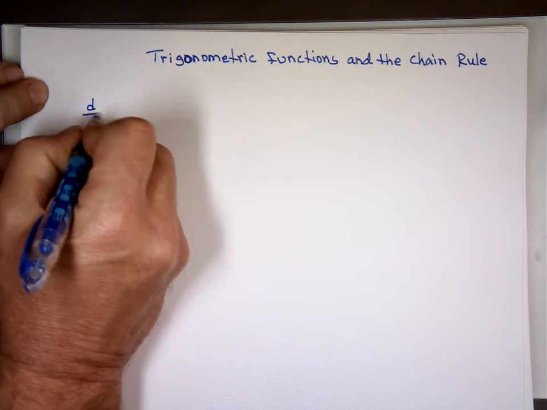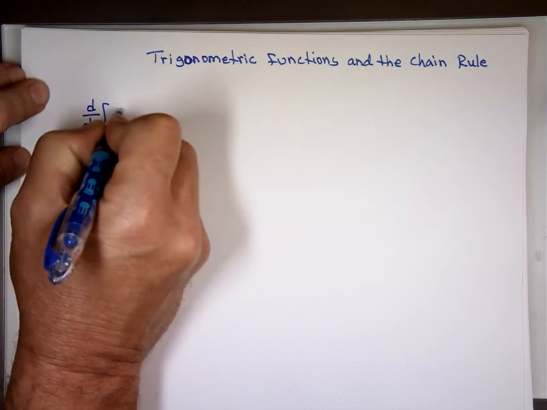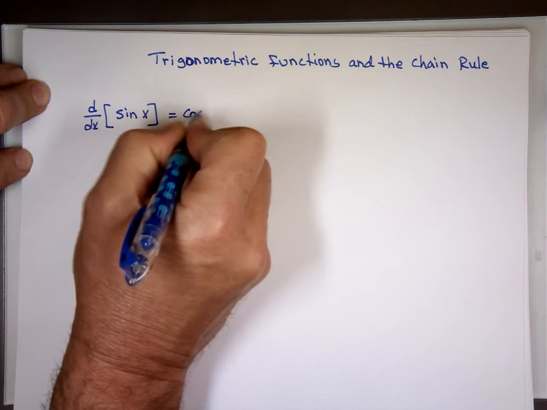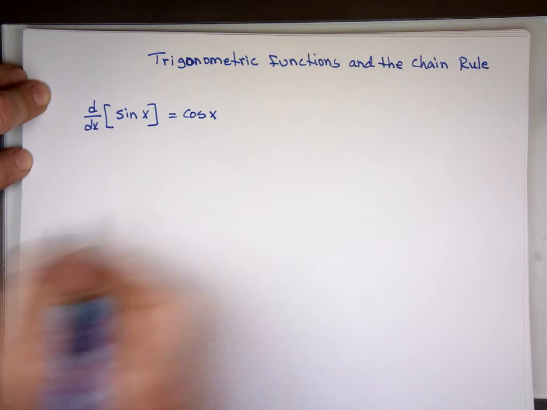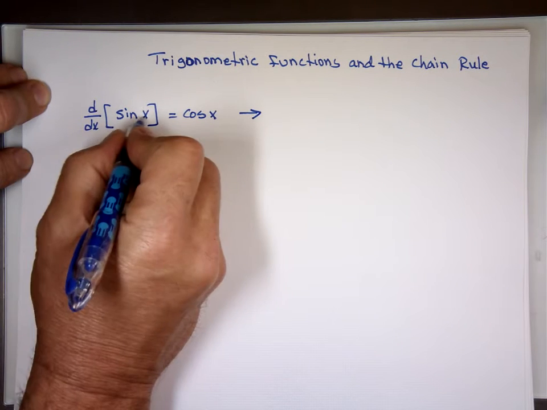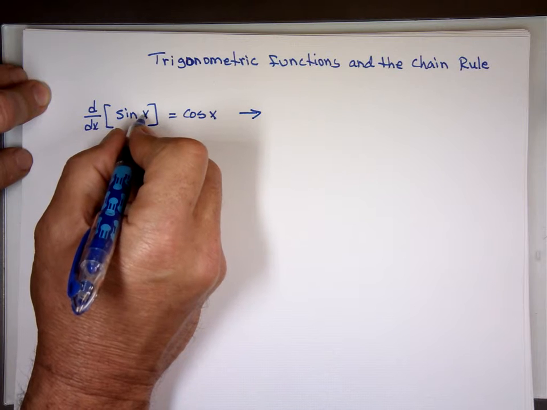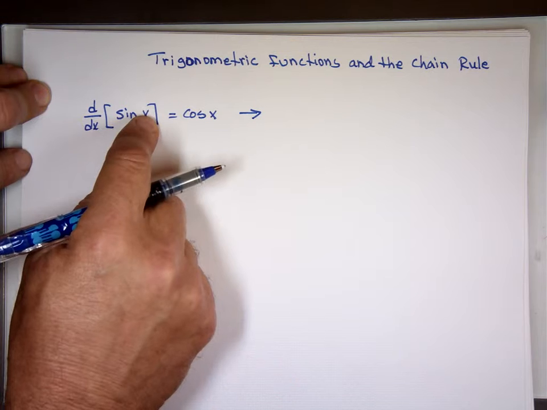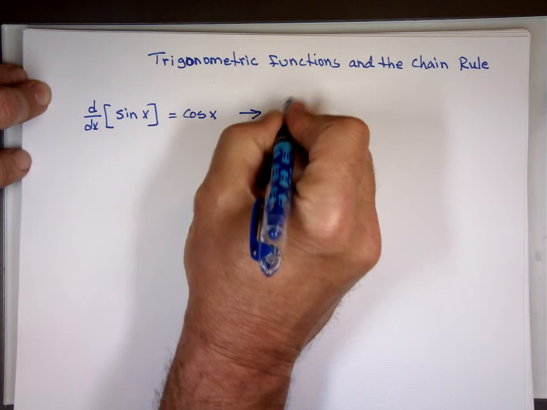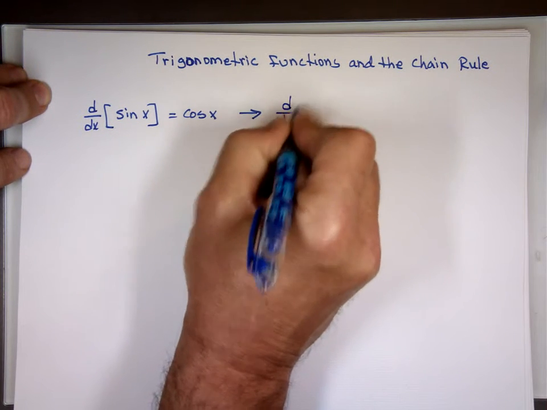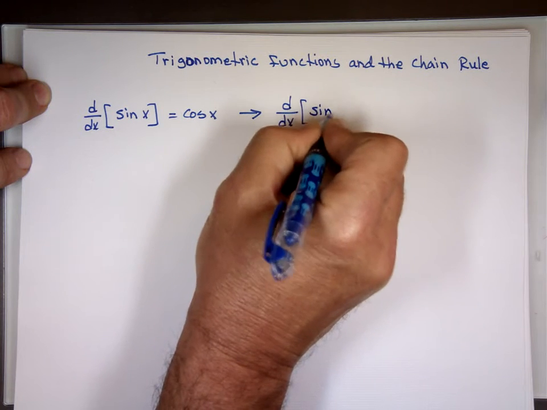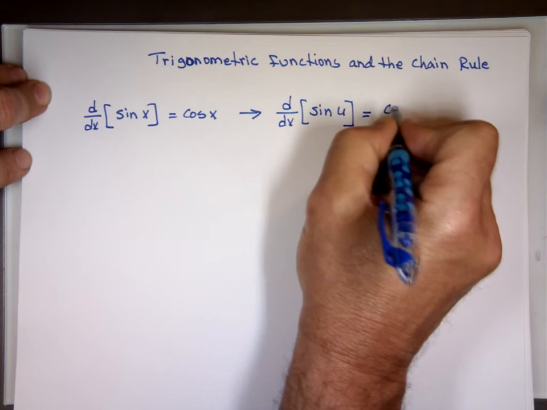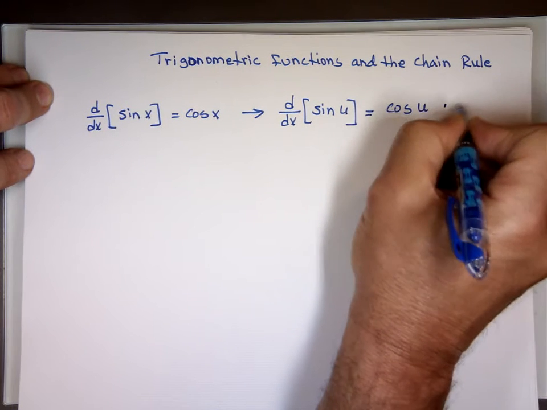What is the derivative of sine of x? That's cosine x. But wait, what happens if this is not x? If this is 2x squared plus 5, or 3x minus 7. So it's not just x. The derivative of sine of u is cosine u times u prime.